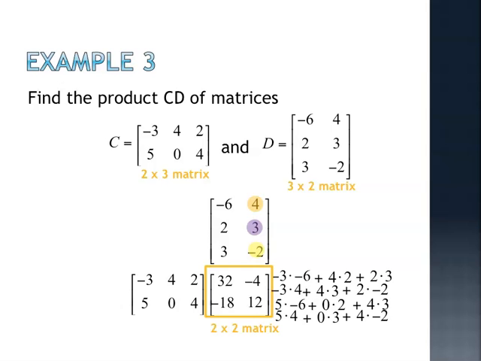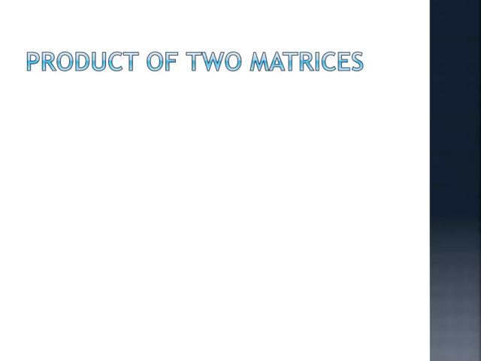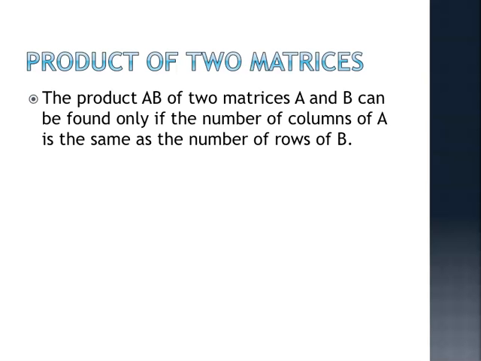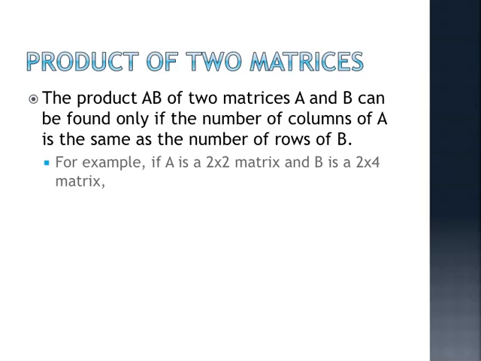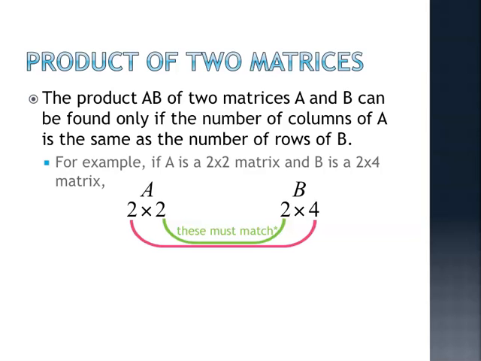Okay, so we've already seen this, but just to summarize, the product of two matrices A and B can only be found if the number of columns of A is the same as the number of rows of B. So for example, if A is a 2 by 2 matrix and B is a 2 by 4 matrix, then as long as these two numbers, the 2 and the 2 in this case, match up, then you're going to be able to multiply those two together. The other two numbers, the outer numbers, you can say, are going to give you the size of the product. So AB is going to be a 2 by 4 matrix.